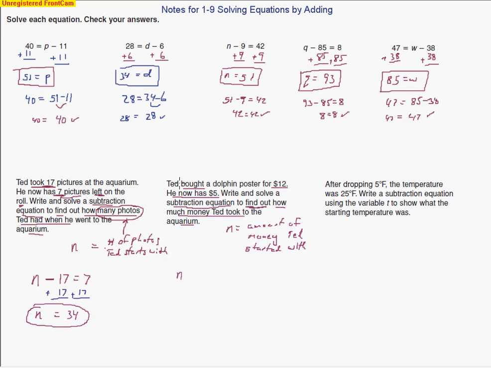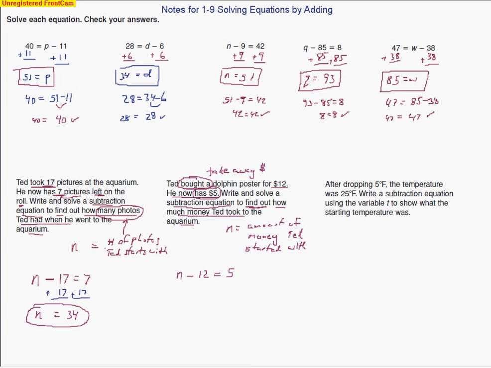Now it said he bought a dolphin poster for $12. Bought means that we're going to take away. We're taking away some money, those $12. He now has $5 left over, so that equals $5. So now we've written our equation: n minus 12 equals 5.